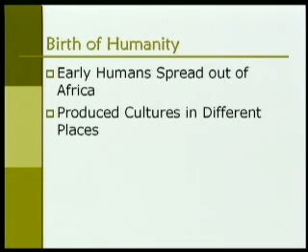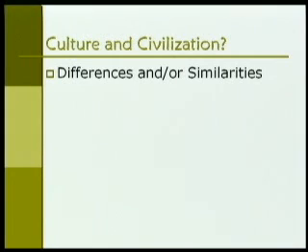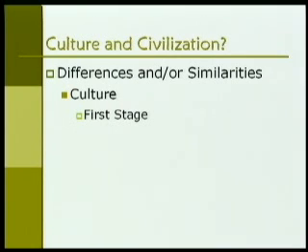Okay, let's move on from Africa, how early human beings produced early cultures in different places, different cultures based on different geographical locations. As I said in the beginning, what is culture and what is civilization, we will talk about that a little bit. What are some of the differences and some of the similarities in the two terminologies that we use. Culture is basically the first stage upon which later on a civilization is built. So let's think of culture as the first stage, the basic foundation upon which a civilization is built.